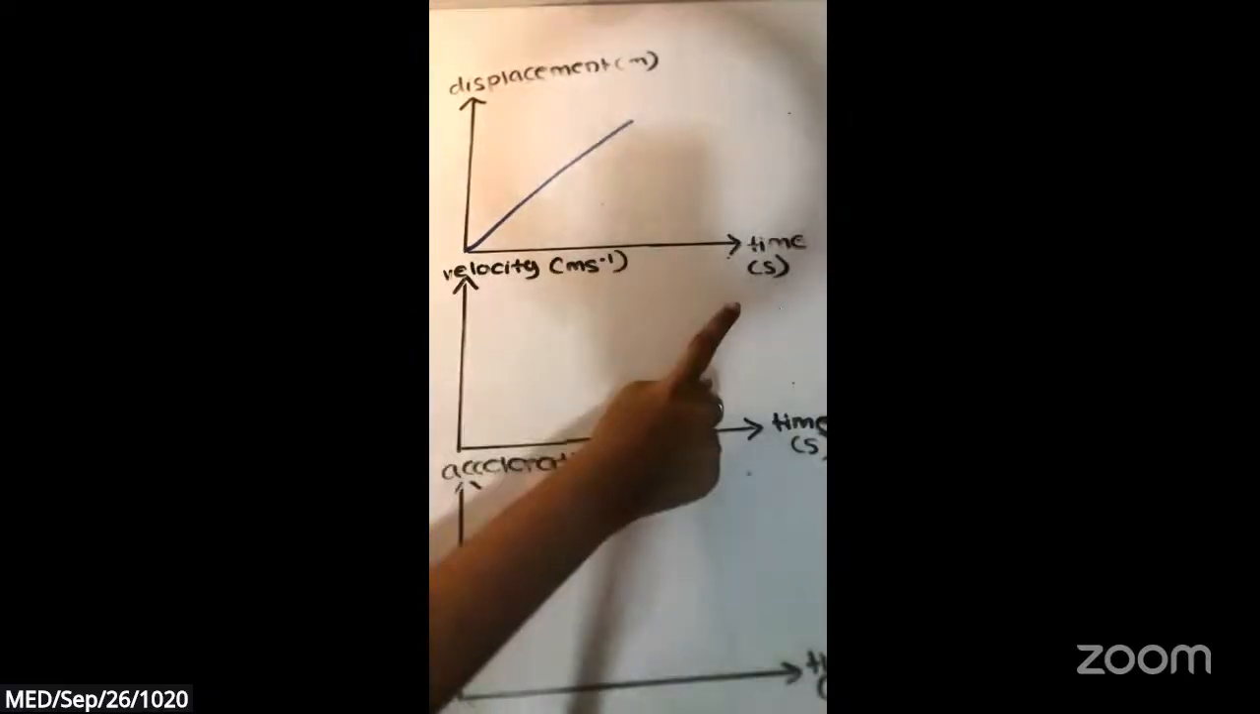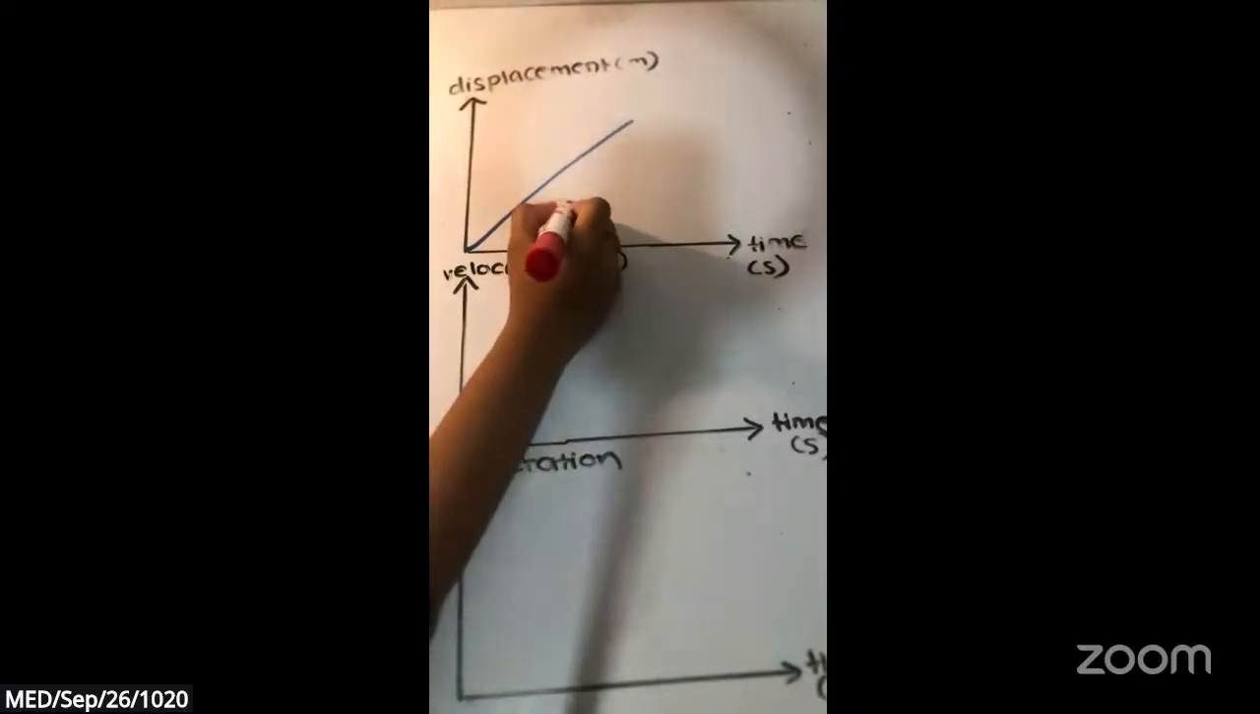So for a displacement time graph, if the slope is going upwards, remember it. Sometimes you might feel it's a bit hard to remember, just remember it somehow. I'm going to give a summary. So if the displacement time graph is going like this, an upward slope, it is constant velocity.